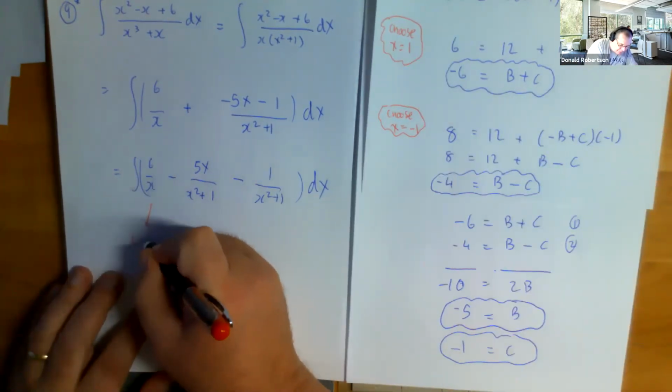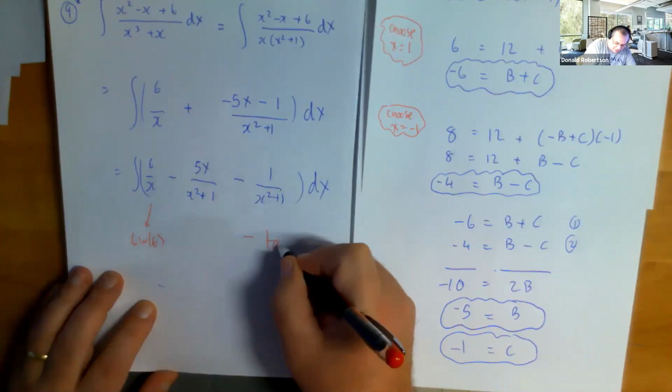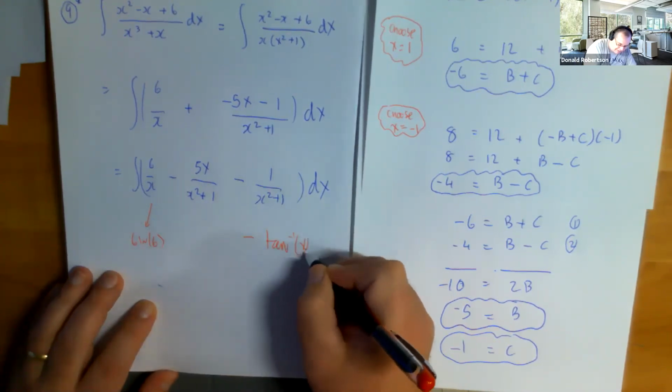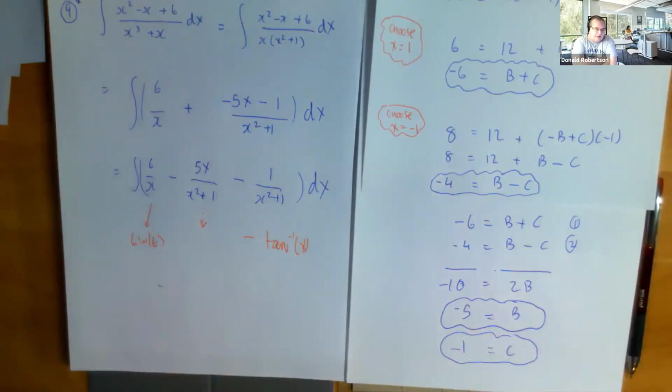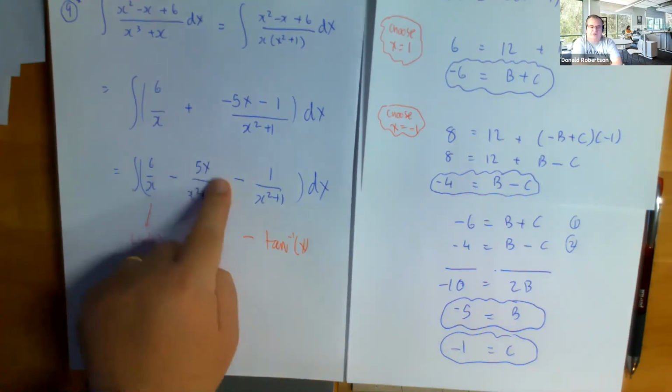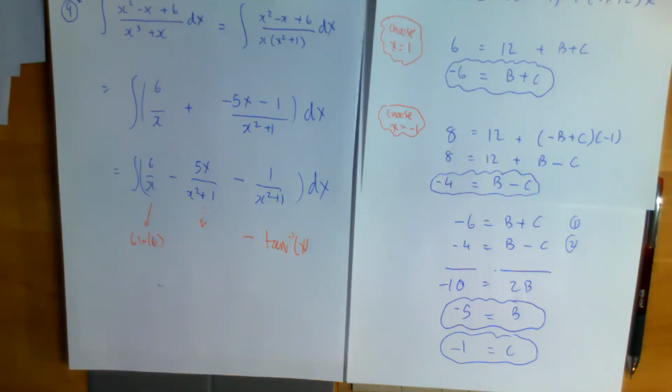That one is going to get me some logs. This one here is going to get me an inverse tan. And I have this ugly one in the middle, and we need to do some work. How am I going to find the integral of this fraction? What method will I use?